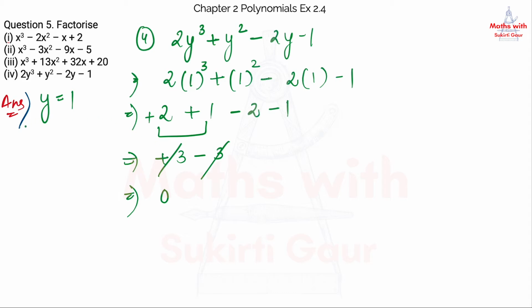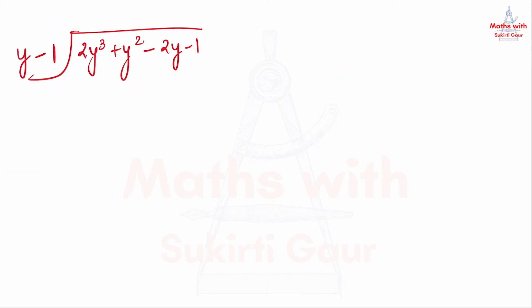So our first factor we are getting here is y minus 1, because this one comes to this side, and that's how we know that y minus 1 was equal to 0. That's how we got y equals to 1, and we have y minus 1 as our first factor. Let us divide the polynomial by y minus 1 here.